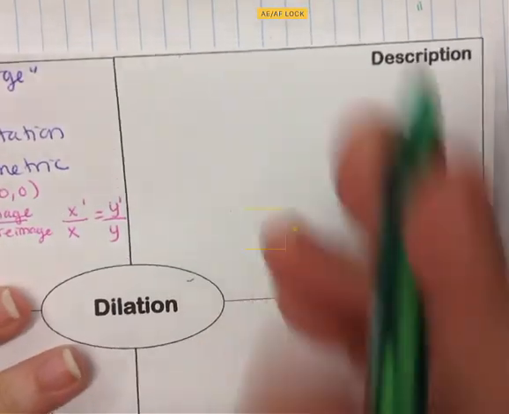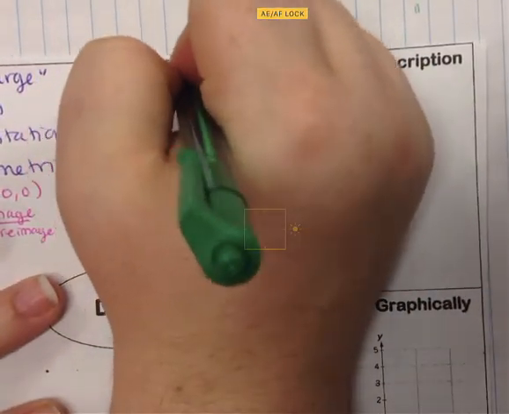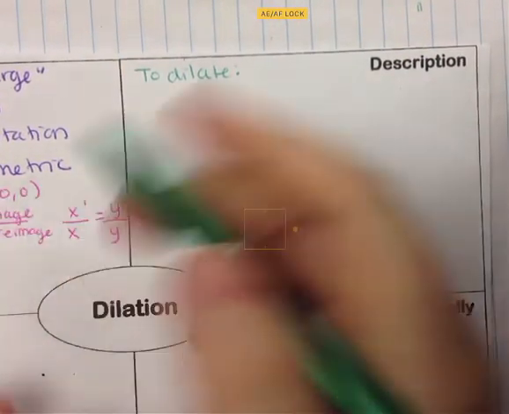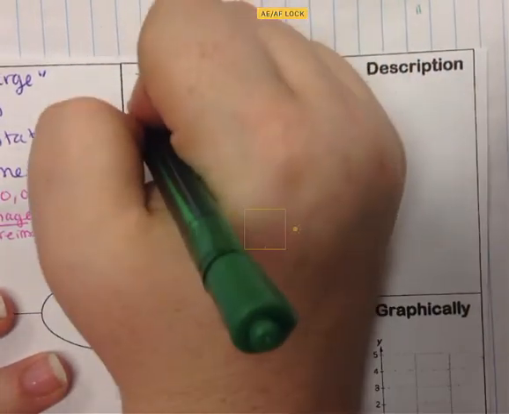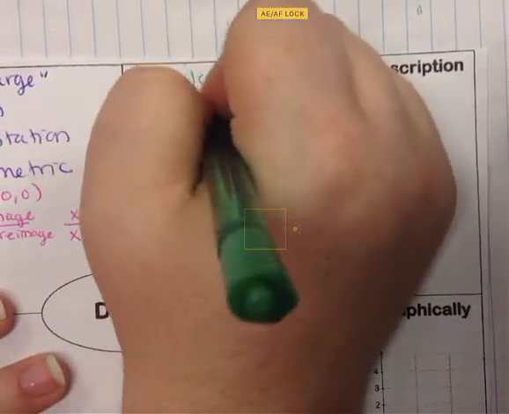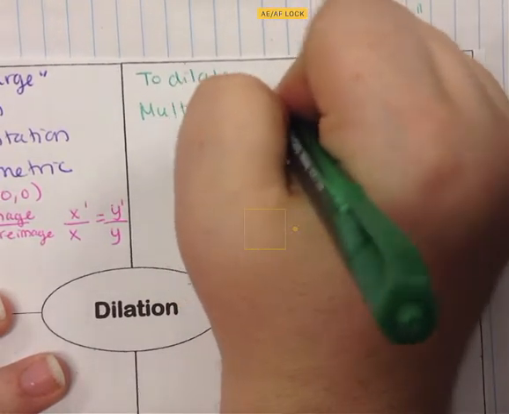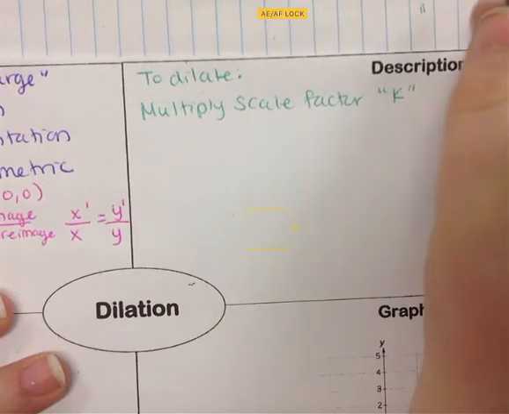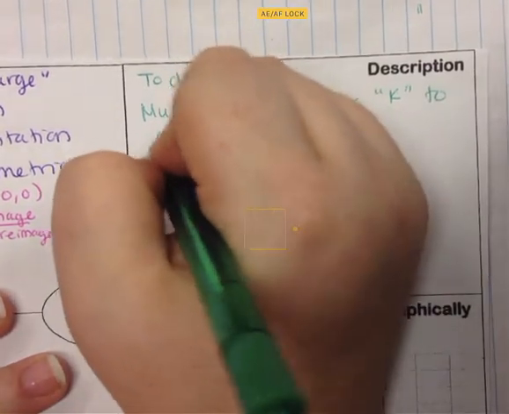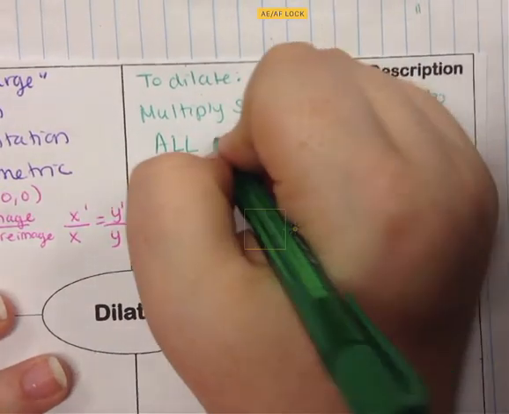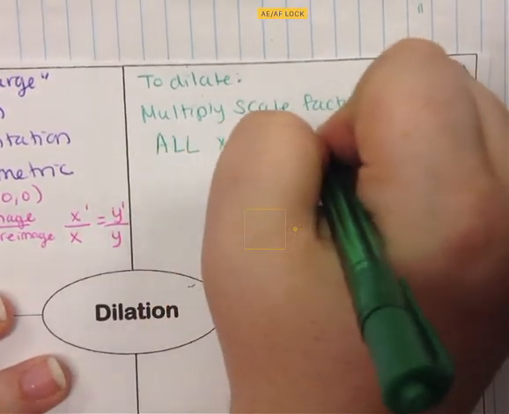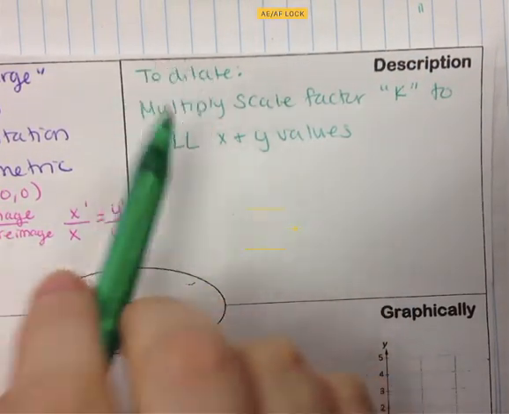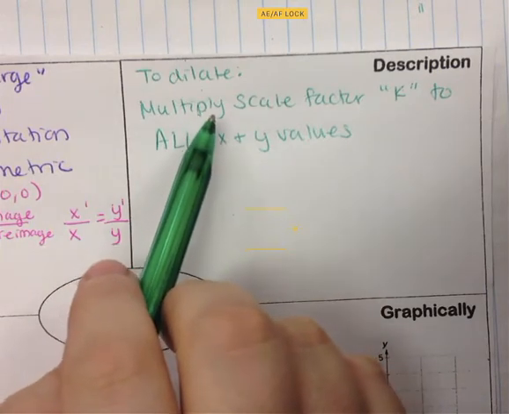So the description is to dilate. You're going to, again, it was talking about multiplying or dividing. You're going to multiply your scale factor, which is k, to all of your x and y values. Now, we're not going to use division because technically if you multiply by a fraction, that is division. Multiplying by a fraction is division.